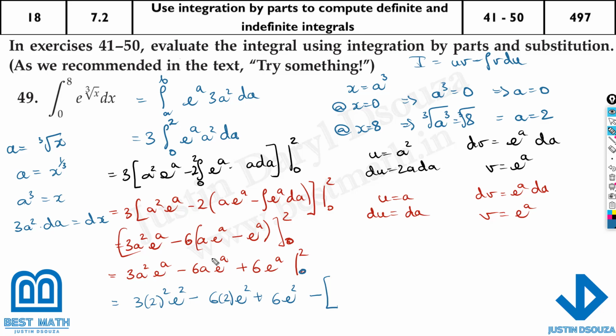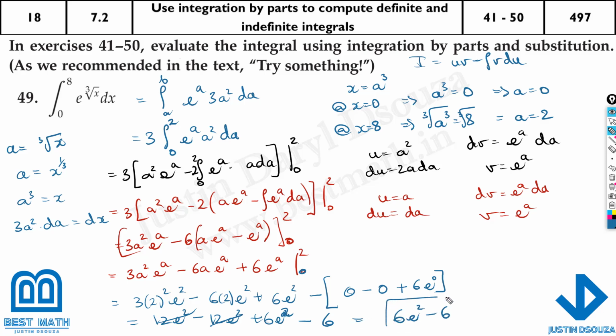Now I'm not going to write everything. Why? Because it's 0. First term is 0. Minus again, second term is 0. But plus, what is this last term? 6e to the power 0. Now let's simplify. 2 squared is 4. 4 times 3 is 12, e to the power 2. Then we have minus 12. Okay, this is going to cancel off. Plus 6e to the power 2. Now this is cancelled. We have 6e to the power 2 minus, because this plus and minus is minus, 6e to the power 0 is 1. So the final answer, I'm just going to write it out over here: 6e squared minus 6. That must be your form.